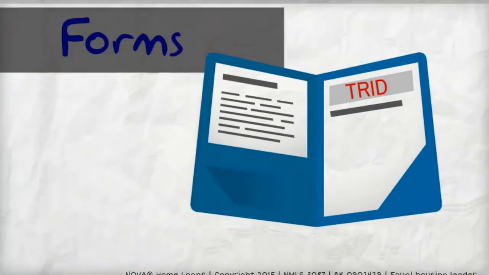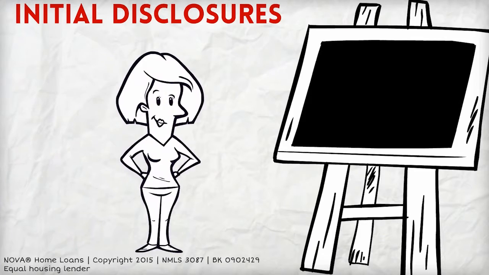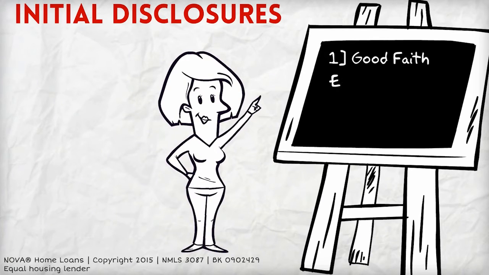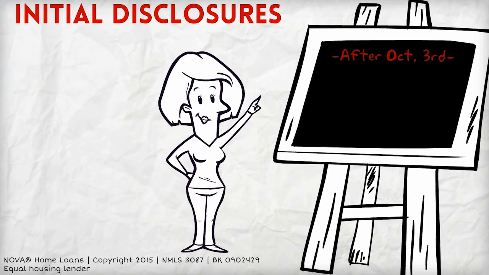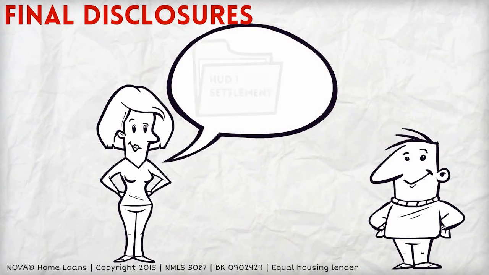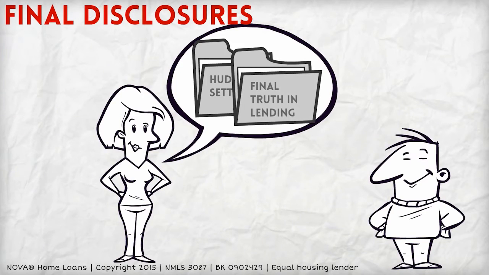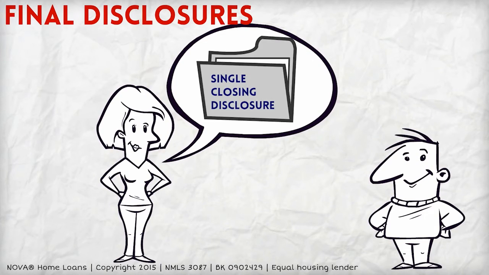Now the paperwork. Pay close attention to this one, I'm going to go pretty quick. Right now, initial disclosures have 2 forms, the good faith estimate and the initial truth in lending statement. After the big day, you will only need 1 document, which is the single loan estimate form. The 2 final disclosures are the HUD-1 settlement statement and the final truth in lending disclosures, which will be replaced by the single closing disclosure form.